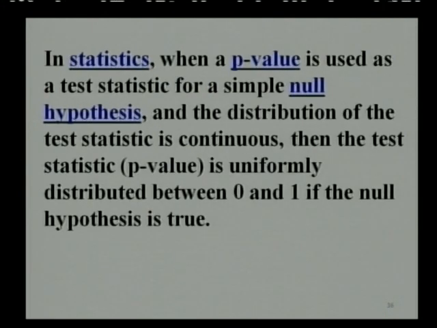So in statistics, when a p-value is used as a test statistic for a simple null hypothesis and the distribution of the test statistic is continuous, then the test statistic or p-value is uniformly distributed between 0 and 1 if the null hypothesis is true.